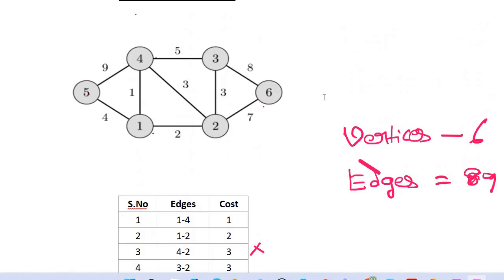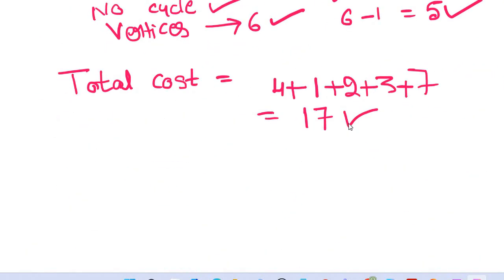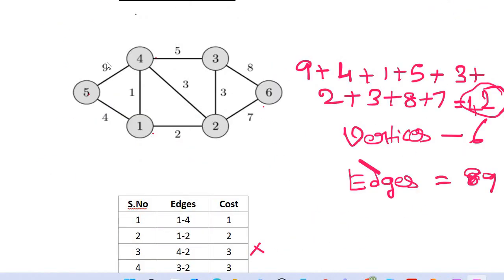Let us calculate the initial cost here. What is the total cost? So 9 plus 4 plus 1 plus 5 plus 3 plus 2 plus 3 plus 8 plus 7, which is equal to 42. This is the initial cost. Now we have reduced the total cost to 17. So this is our minimum spanning tree. This is about the Kruskal's algorithm.